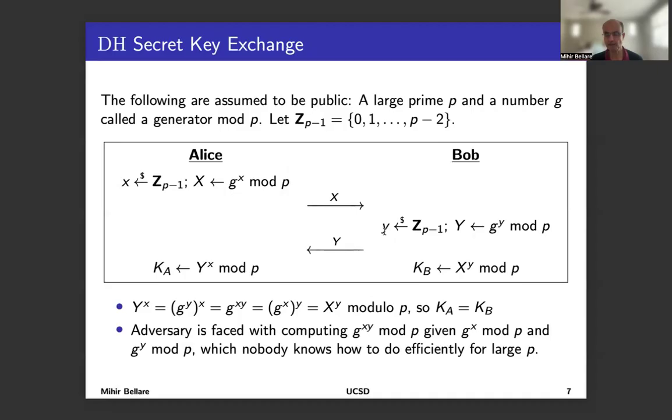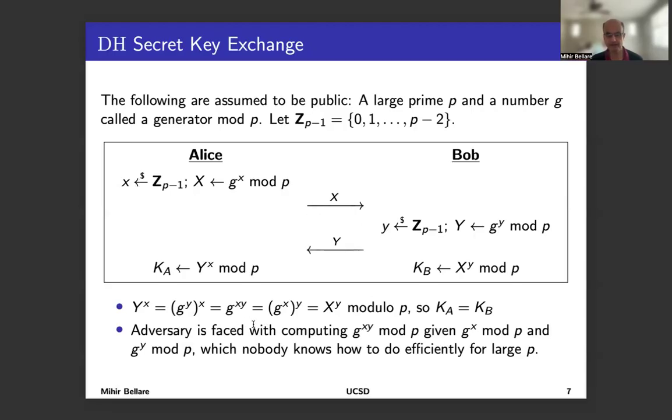He also picks his own little y secret and then raises G to that power, takes the result mod P, and sends the corresponding big Y over to Alice. And now comes the number theory magic. Let's look at this quantity. This is our public G raised to the power the product of the secrets of Alice and Bob.